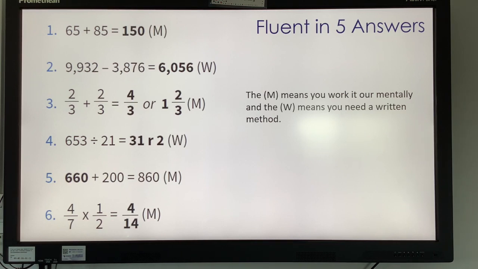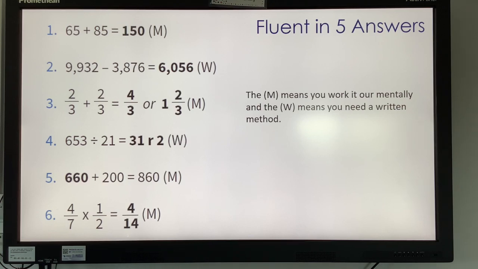We've got 150, 6,056, 4/3 or 1 whole and 2/3, 31 remainder 2, 660 and 4/14. Guess you could have simplified that down to 2/7, your own personal choice.